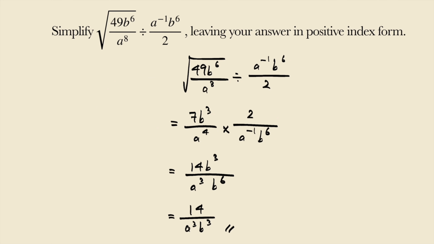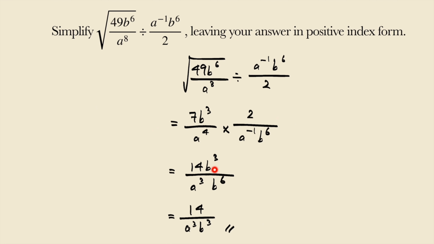Okay, next. See this division sign here? Change it to a times. You flip this. Notice I'm not changing any of the negative powers yet. Okay, now look at this. 7 times 2 becomes 14.